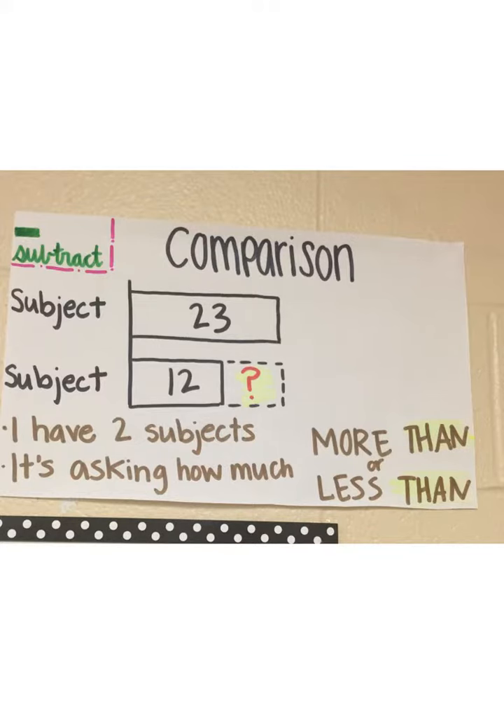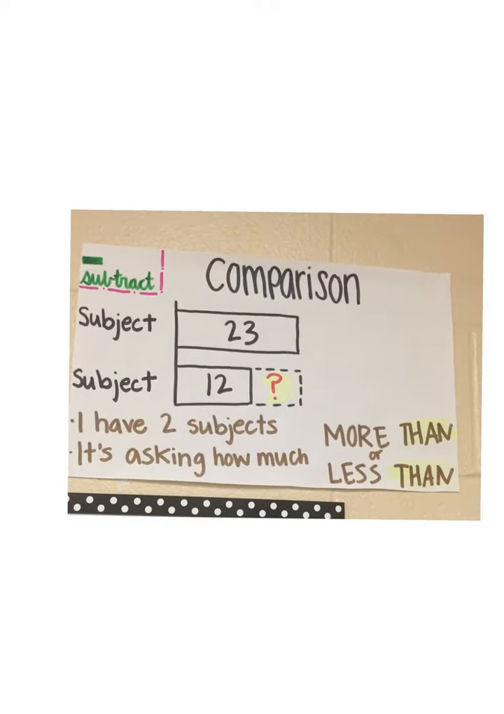This is what we call a comparison problem. We have two subjects. In this case, it's Carlos and his friend Emily, and we're seeing who has more or who has less. So our strip diagram is going to look a little different here. You're going to be comparing the two subjects. But as we know in class, anytime you compare two subjects, we are going to be subtracting.